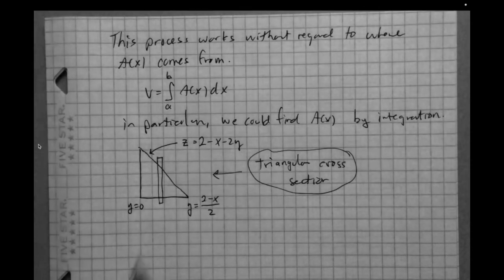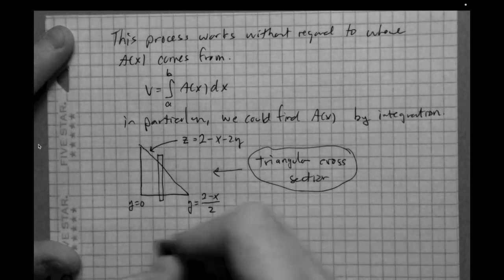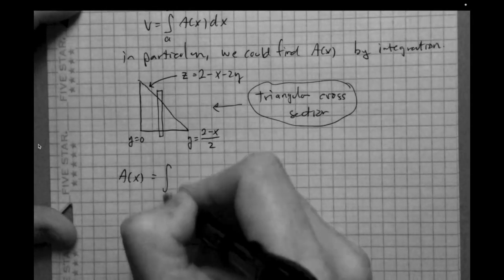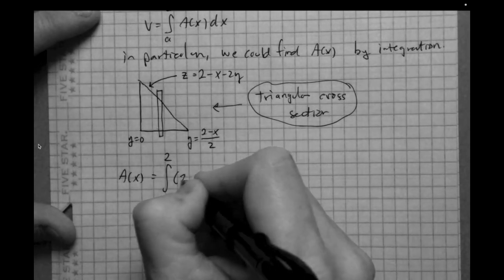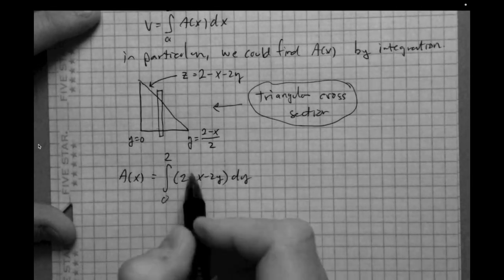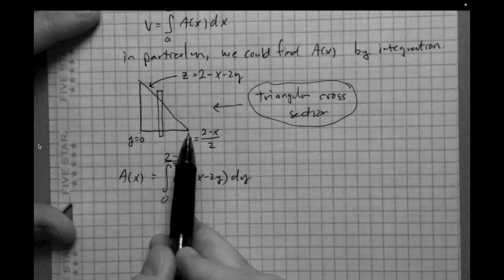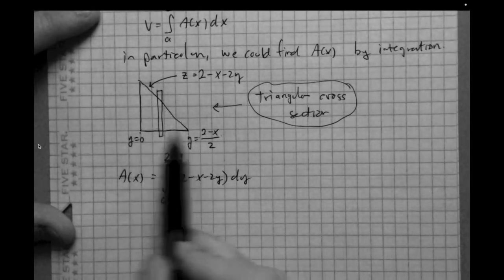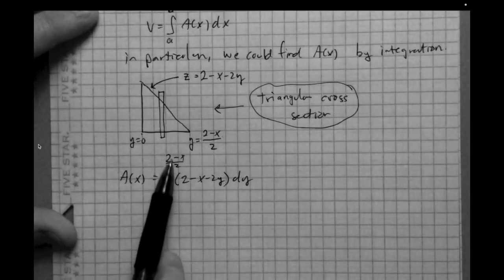Can we figure out the area of this region, using the coordinates that we have here? Definitely. What would we do? We'd say A of x is equal to the integral from 0 up to (2 minus x) over 2 of this function here, 2 minus x minus 2y dy. I'm going from here up to here, and I'm integrating this minus 0, so this is the 0 line. So 0 up to (2 minus x) over 2.